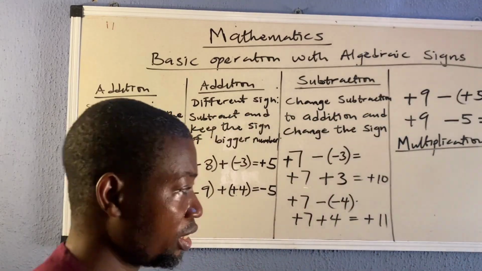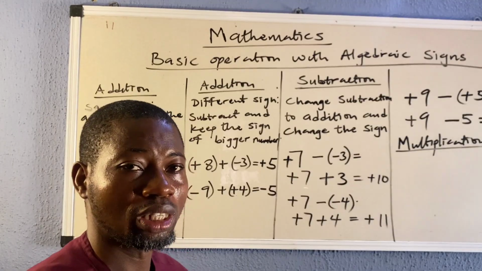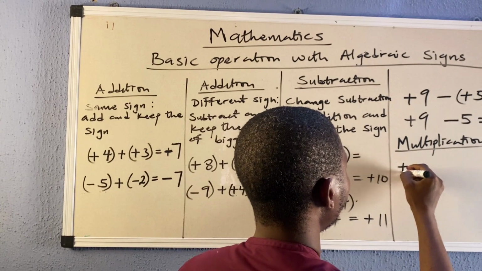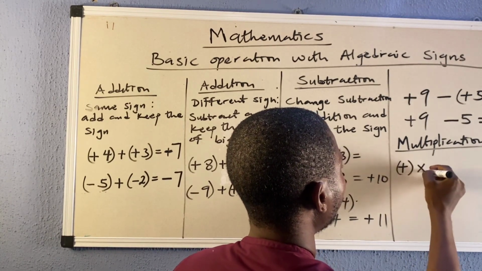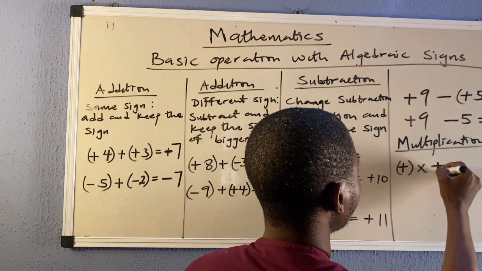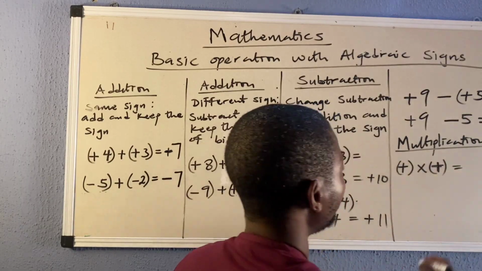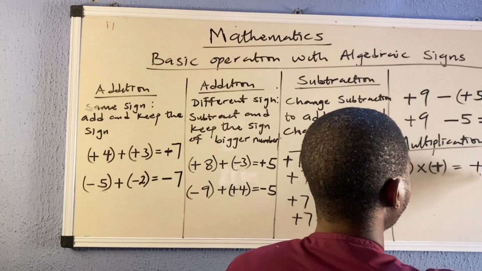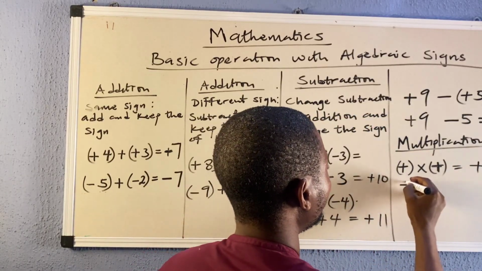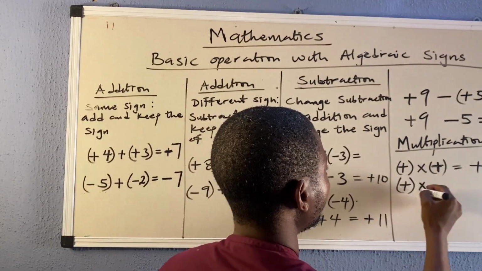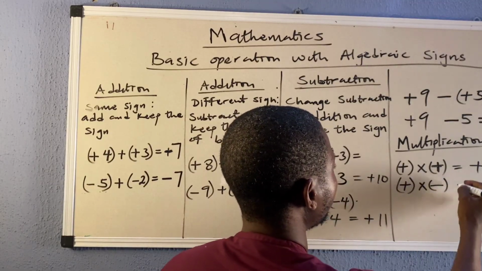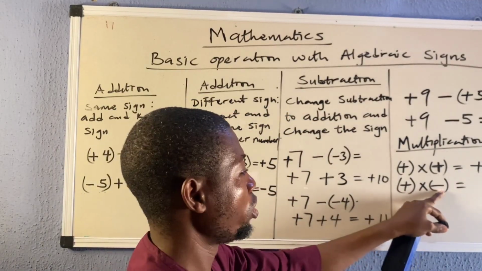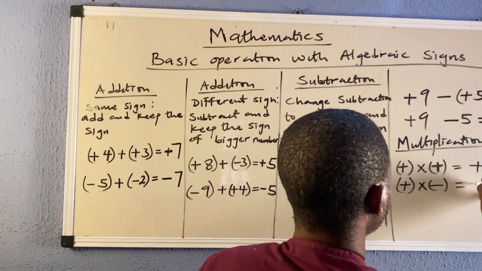So when you are multiplying, there are some certain rules that you need to follow. Now, when you have addition multiplied by addition, this will give us addition. Those are the rules. Plus, when you have addition multiplied by a negative sign, which is subtraction, plus times minus will give us minus.